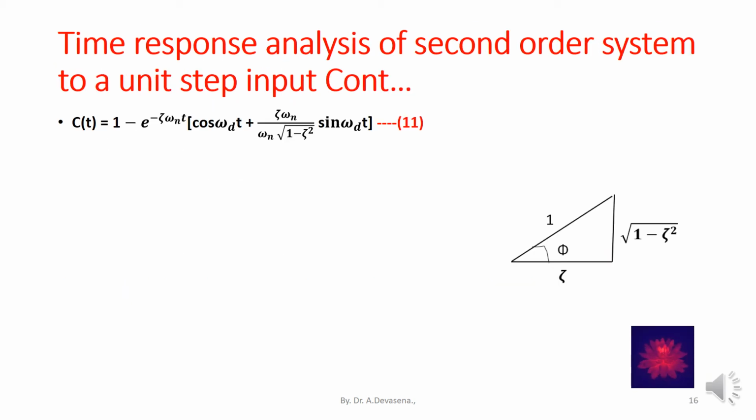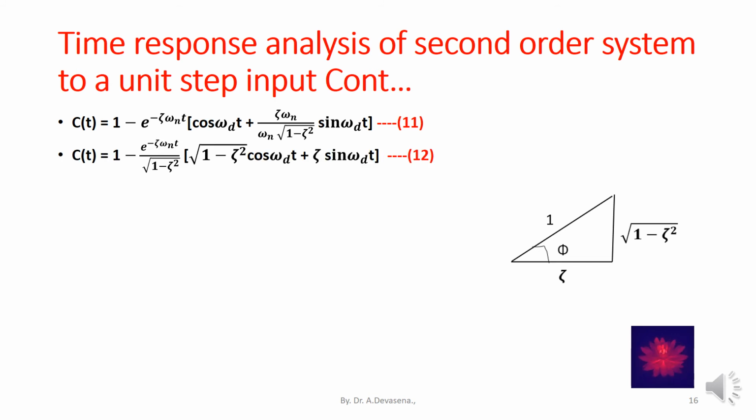So c of t is equal to 1 minus, we have taken e power minus zeta omega n t as common. So e power minus zeta omega n t open bracket cos omega d t plus zeta omega n divided by omega n square root of 1 minus zeta square sin omega d t. Here we have expanded the value of omega d as omega n square root of 1 minus zeta square. This we already considered. Omega d is equal to omega n square root of 1 minus zeta square. So I have substituted that value here.